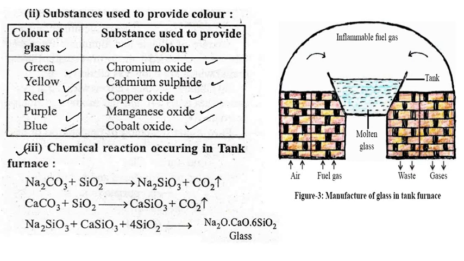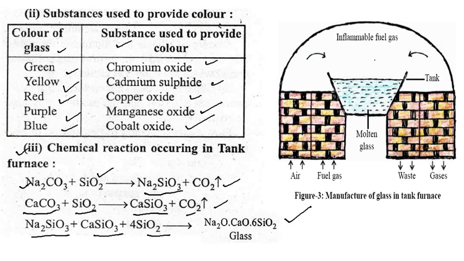Now, the chemical reactions during this process: sodium carbonate and silica react to form sodium silicate, and carbon dioxide is removed. Calcium carbonate and silica react to form calcium silicate, and carbon dioxide is removed. Now the sodium silicate, calcium silicate and silica combine together to form a molecule of glass.